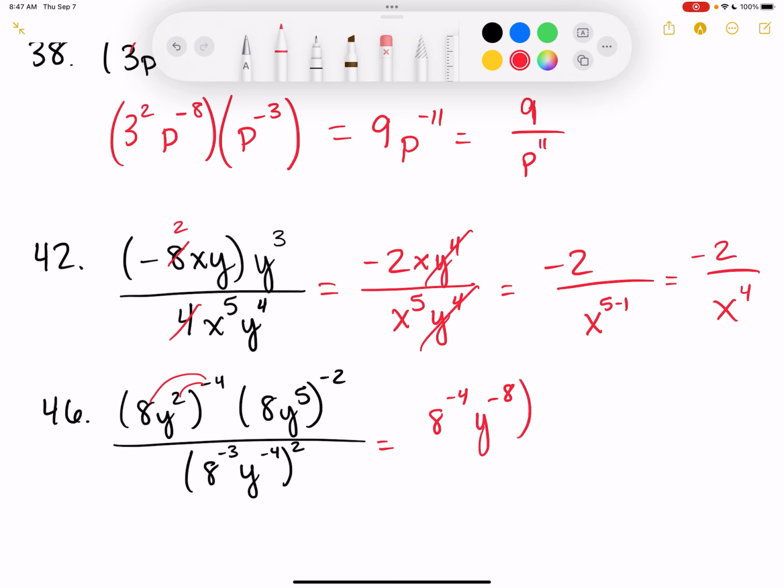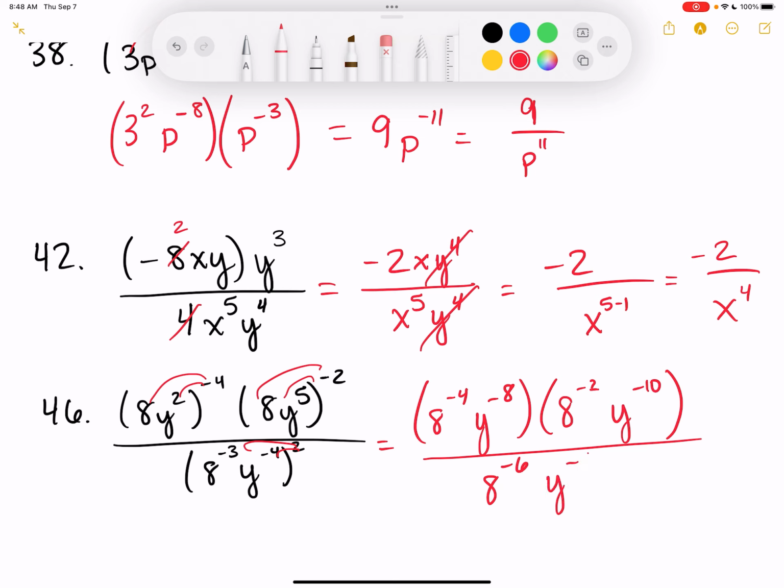I'm going to keep the parentheses just so I keep the grouping. It won't really end up mattering as long as I know I'm multiplying. So then in the other one, I'm going to have this -2 going to both things, so 8 to the -2, y to the -10, all over. Now I'm just multiplying this 2 on both of those since they both have exponents. So that's going to be 8 to the -6, y to the -8. Following so far on this one?